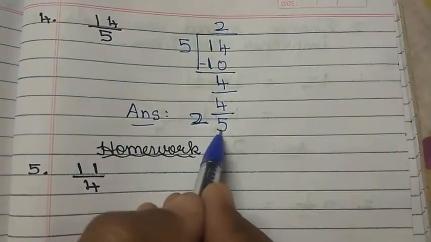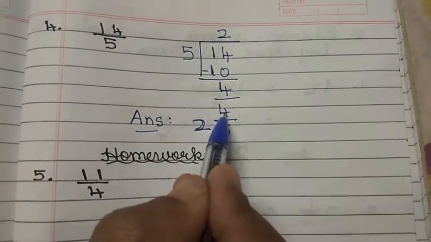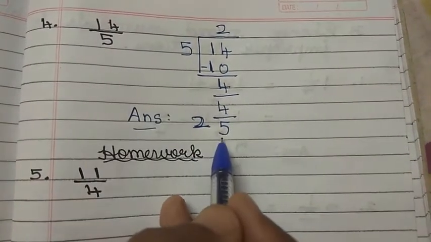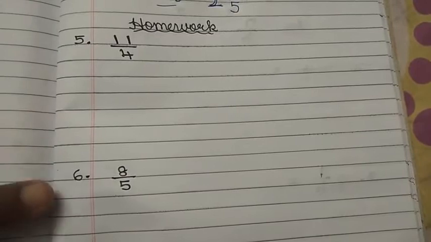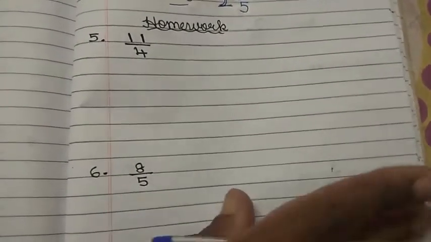So when 2 5s are 10, 10 plus 4, what? 14. 14 by 5. Okay, children, understood all of you? In this exercise, I have given 2 sums for homework: 11 by 4 and 8 by 5. Understood, children? Continuously, you can do these 2 sums. Okay, we'll move on to the B1.